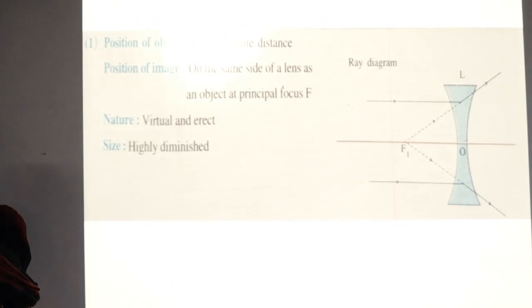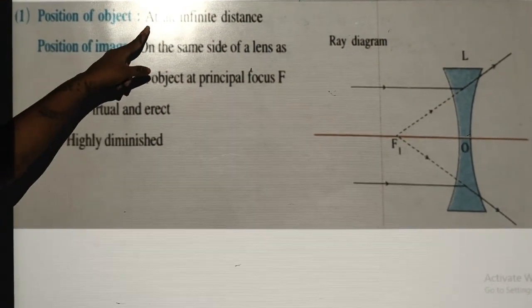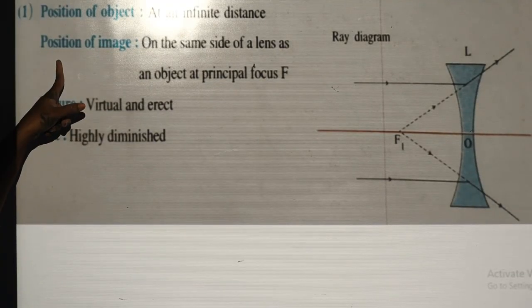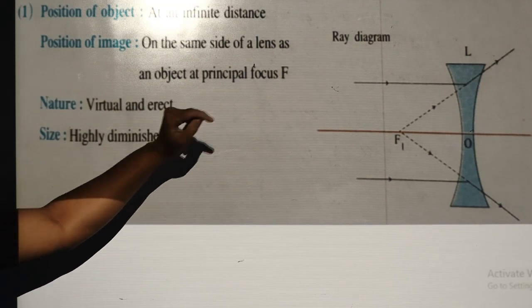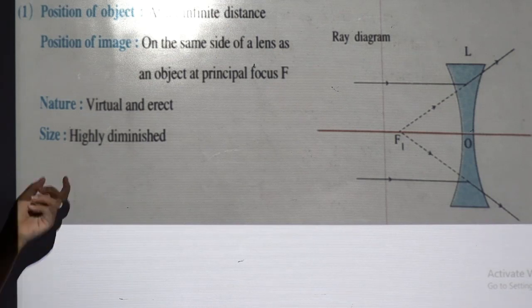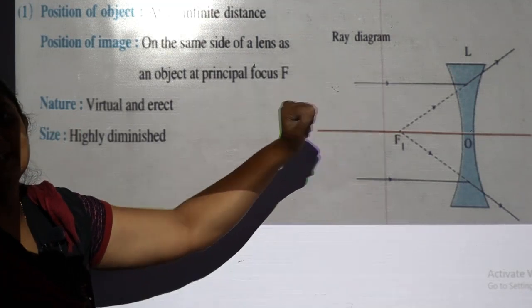For the concave lens, there are only two cases. One, position of object at infinity, you always get a virtual image. Position of image at the principal focus. Nature, virtual and erect. And last, size highly diminished. You can see here the size is highly diminished.